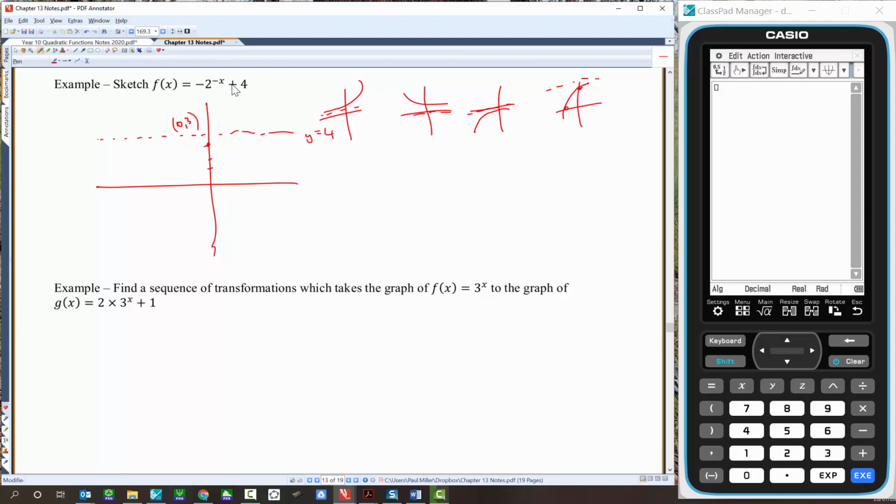All right, what's our x-intercept? X-intercept occurs when y is equal to 0. 0 equals -2 to the negative x plus 4. -4 equals -2 to the negative x. 4 equals 2 to the negative x. 2 to the 2 equals 2 to the negative x. Negative x equals 2 by equating the bases. X equals -2. Okay, so 1, 2, there it is there.